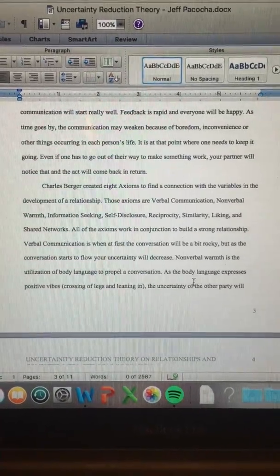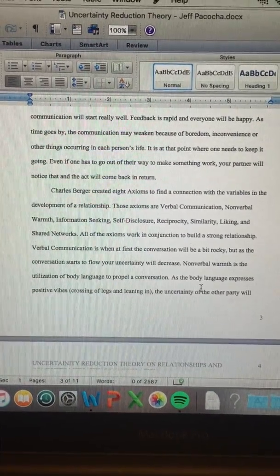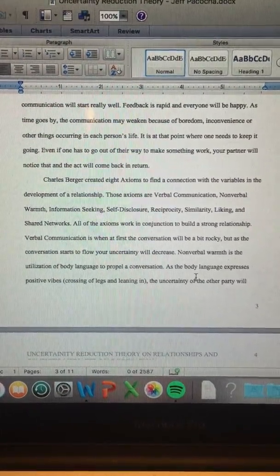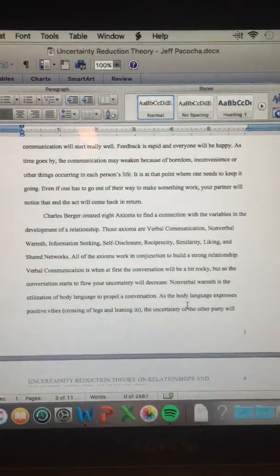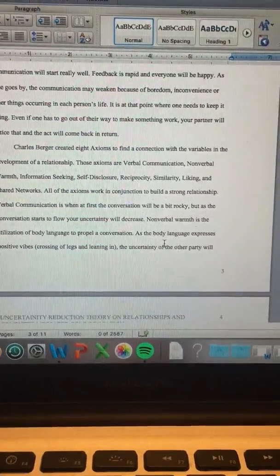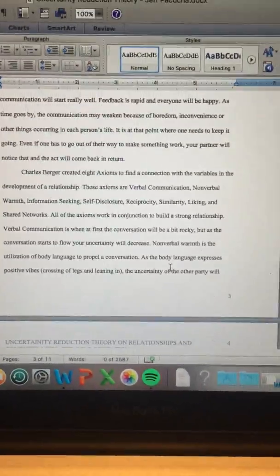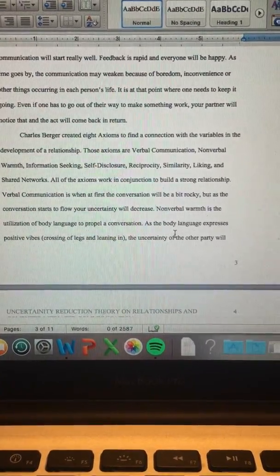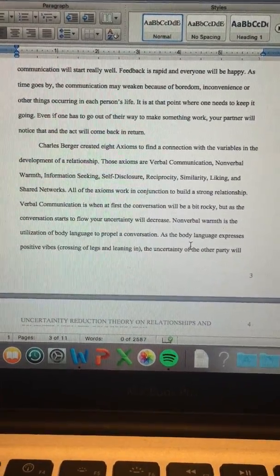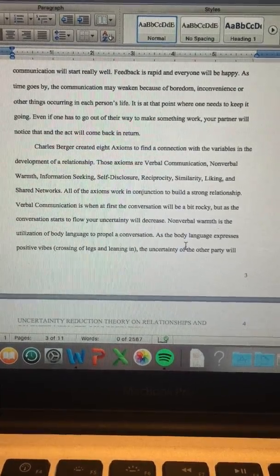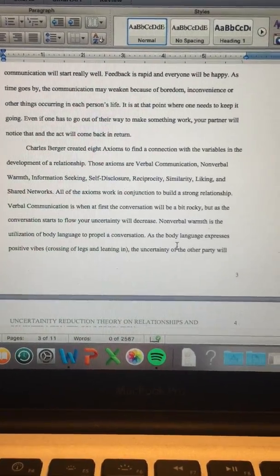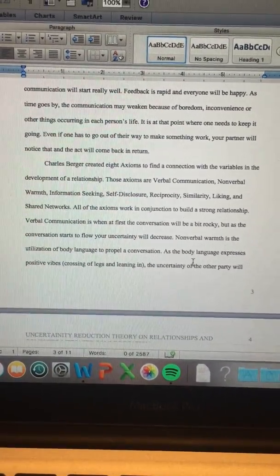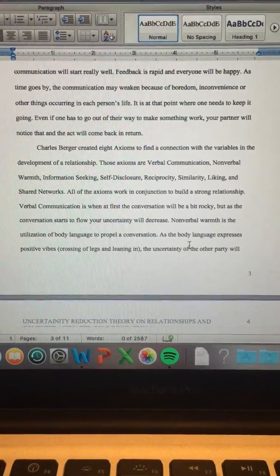Information seeking is what I said previously, to where as you're learning more and more about that person, that uncertainty level decreases, and then hopefully the same will come back to you where you will receive information about them. Self-disclosure is just about your comfort level when you are about to say something you might think is a little personal, and hopefully they will take that and receive that message as, oh, he or she is saying this to me, something must be going on here, so hopefully that could turn out to be good.